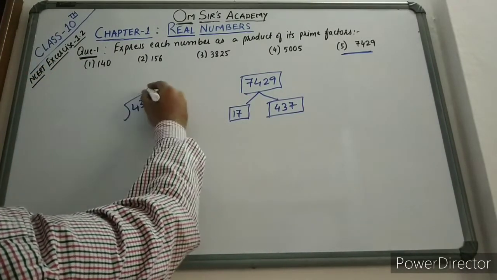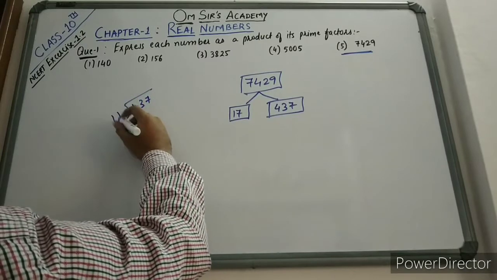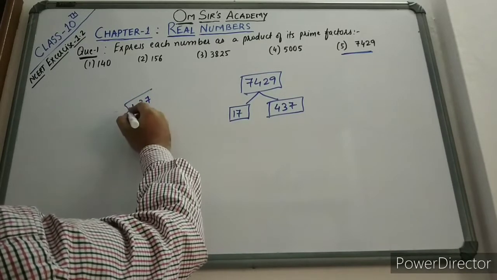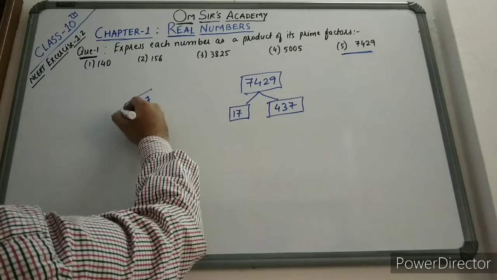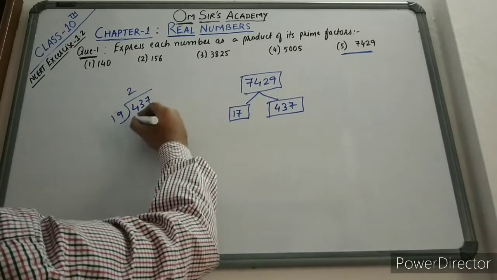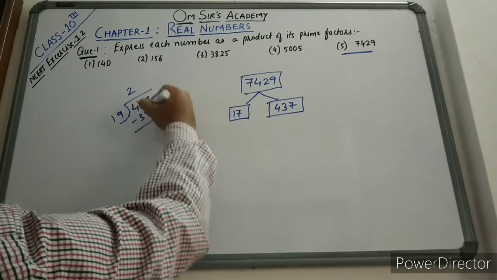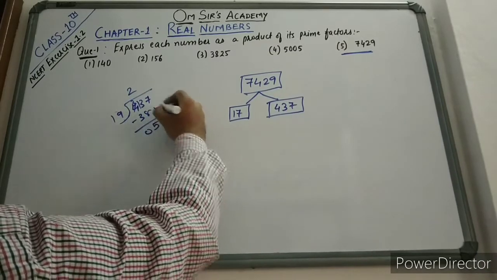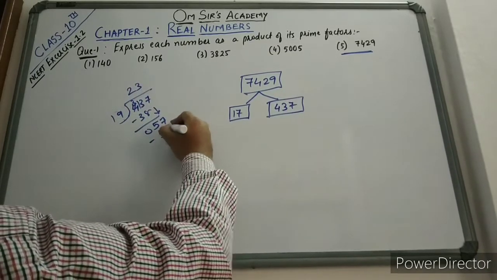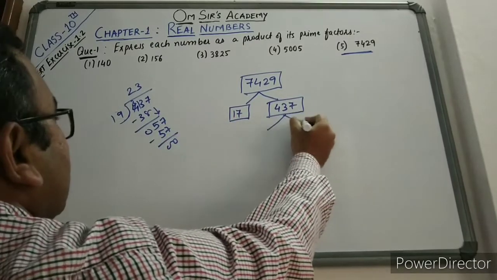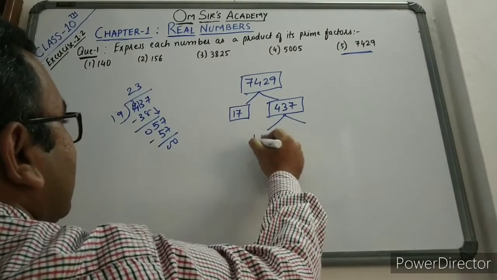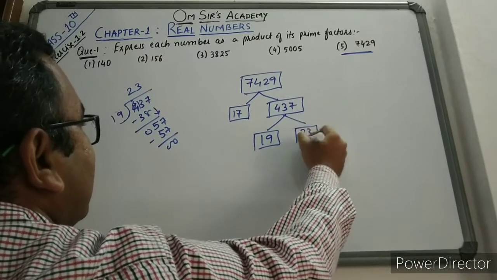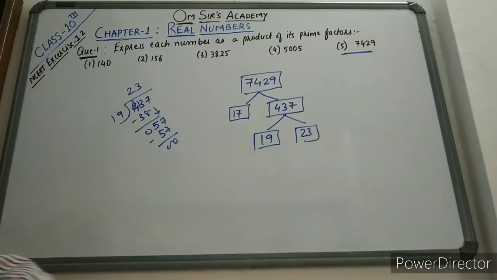437 divided by 11. We cannot divide it. So let us take another number. After 17 comes 19. 19 twos are 38. So 13 minus 8 is 5, 0, 7. 19 threes are 57. So it is the prime factor of 19 and 23. So 19 into 23. 23 is itself a prime factor.